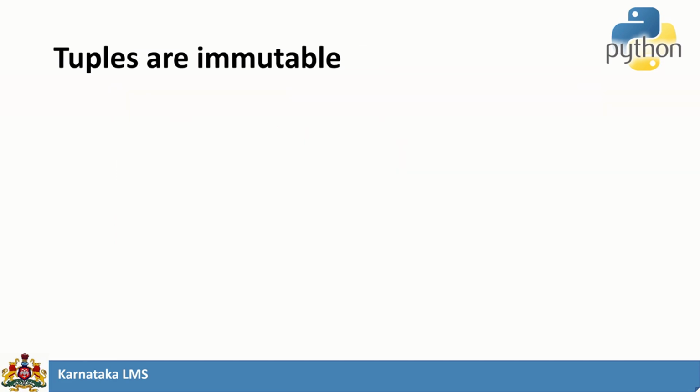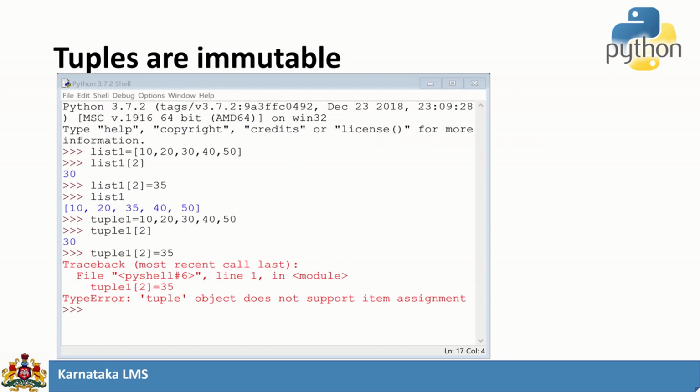Tuples are immutable. As we said, once it is created, it cannot be modified. So let us try to modify the values. I have created a tuple, list 1, with 10, 20, 35, 40 and 50. When I print list 1, it will be printed. Now when I try to access the value of tuple 1 of 2, yes, you can access. But when I try to change the value, tuple 1 of 2 is equal to 35, it will generate an error. This error says that tuples are immutable. The object does not support item assignment.